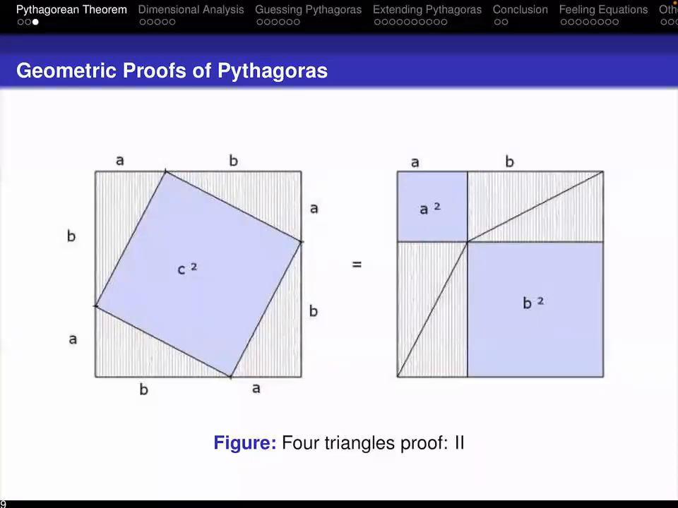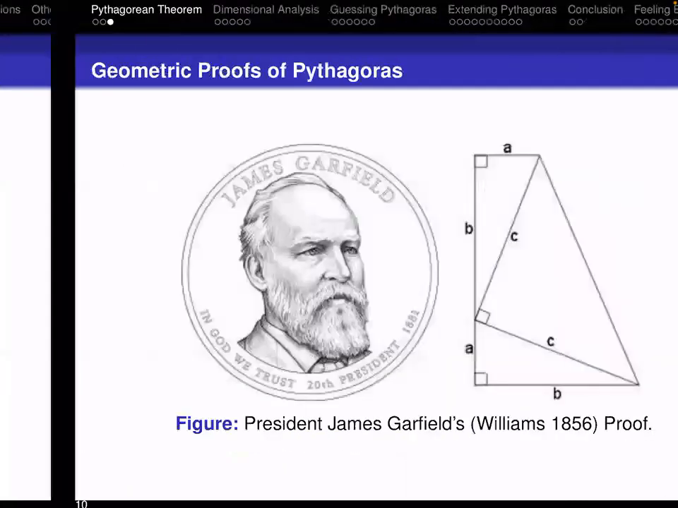Another proof is to do a little bit of shuffling. So we take our triangles, as we did a moment ago, and if we move them around a little bit and form rectangles that meet, then I'm going to have one square of side A and one square of side B. So A squared plus B squared has to be C squared. So it's another nice, beautiful geometric proof.